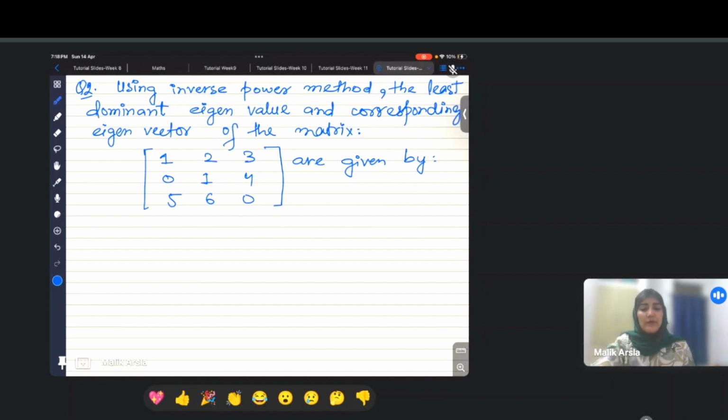So to find the least dominant eigenvalue, we have this matrix, say A. Now we will take its inverse, A inverse, and then follow the same procedure as in the previous question and find the eigenvalues, and among them we will find which is the least dominant eigenvalue. So let's move to the solution. And why do we do this? Basically to find the least dominant eigenvalue, because the power method is just used to find the dominant eigenvalue and its corresponding eigenvector.